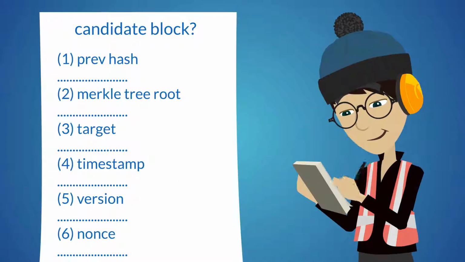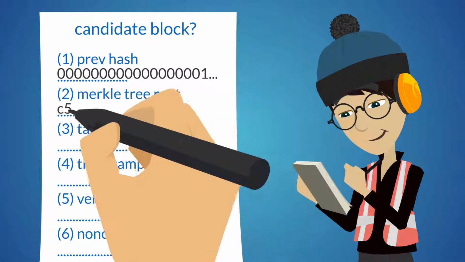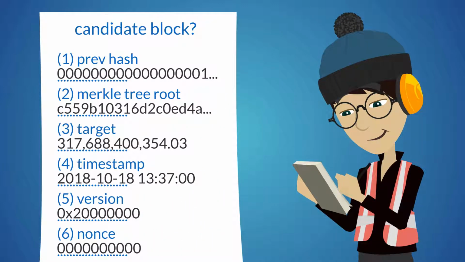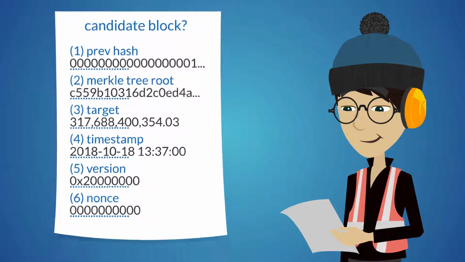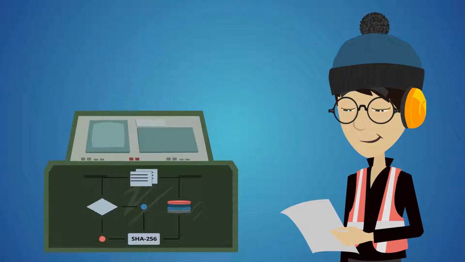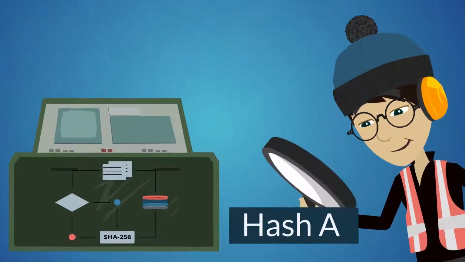is used up. To mine a new block, a miner has to fill in all 6 pieces of information in a template or candidate block. The default nonce on the first try is 0. The miner will hash the block header and then look at the output.